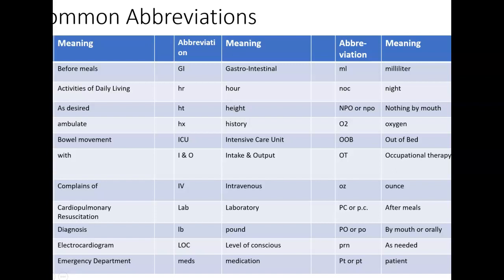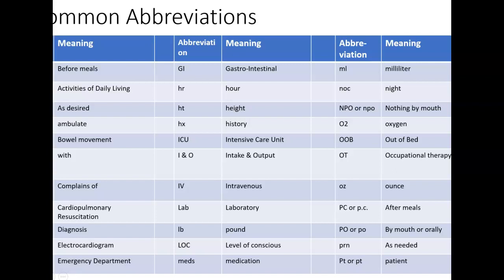AC stands for before meals. ADL, we've talked about this term, activities of daily living, those things that we do on a daily basis when we get up in the morning, when we get dressed, when we eat, when we take a shower. Ad lib is as desired. So a term, they can be up ad lib. That means they can get up as they feel they want to. AMB is ambulate, and ambulate is a fancy word for walking. BM is bowel movement, okay, going poo.